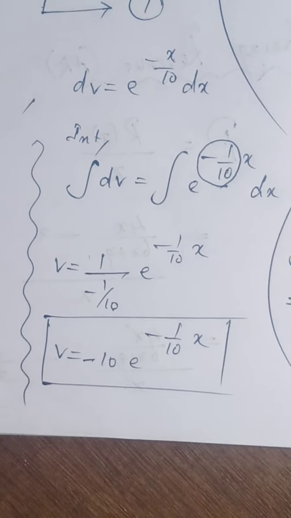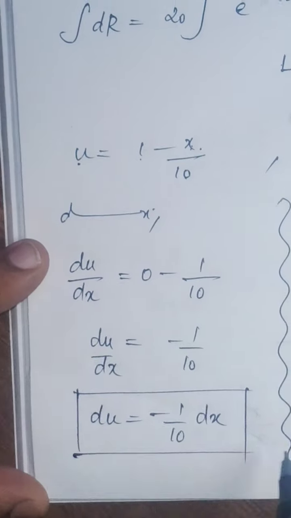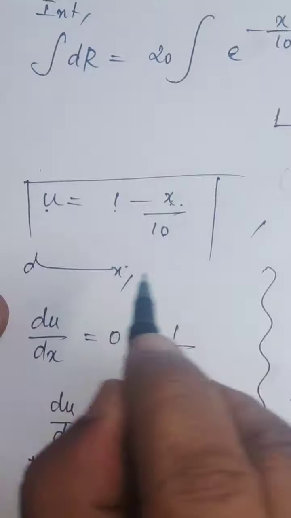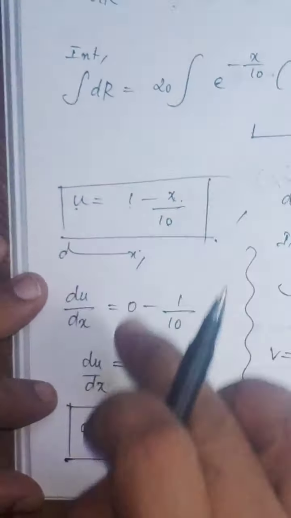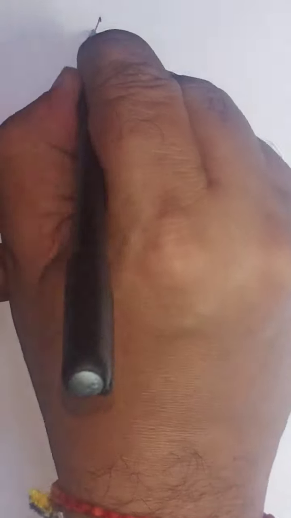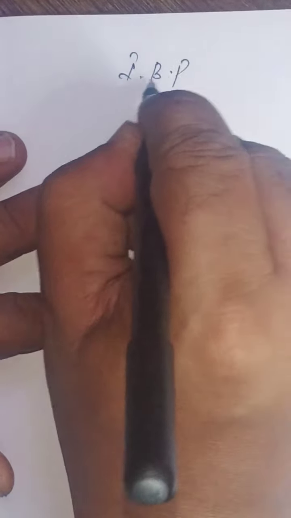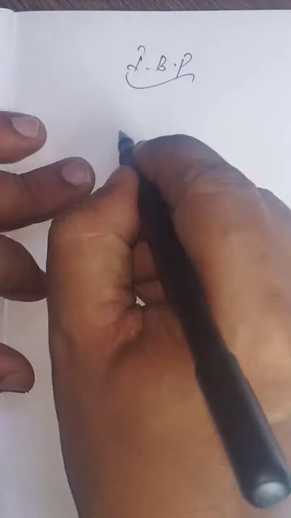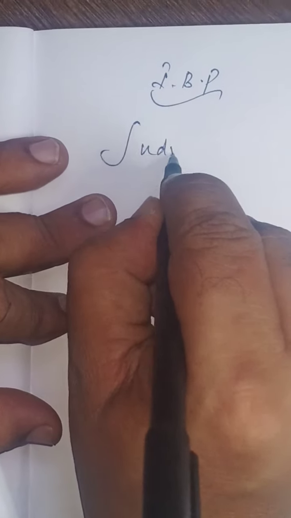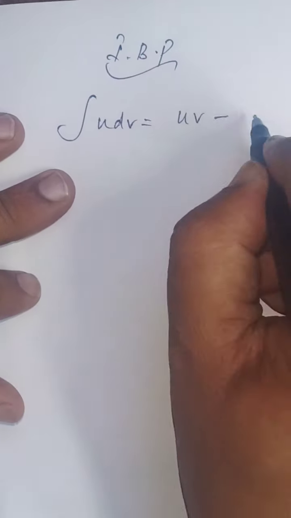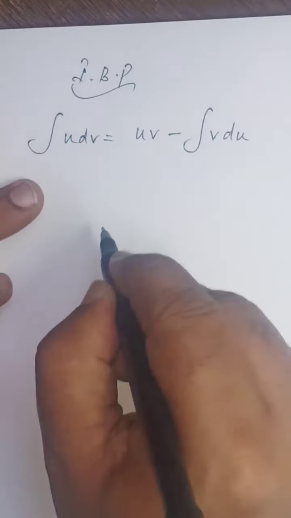v, du and u: these three are to be applied in integration by parts. I write the formula. IBP means integration by parts. The formula: integral u dv equals uv minus integral v du. This is the formula.